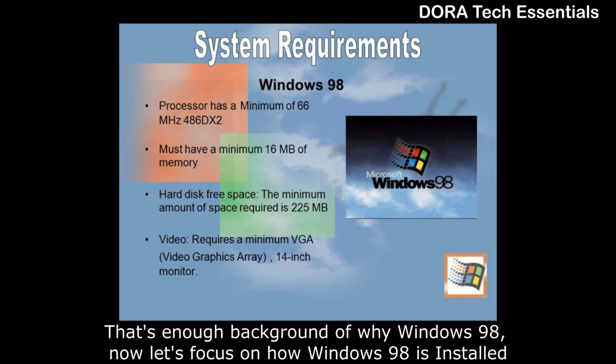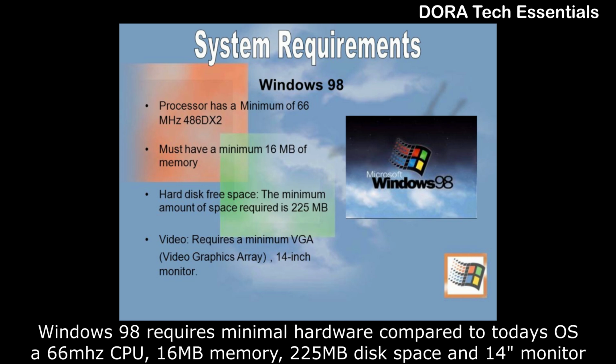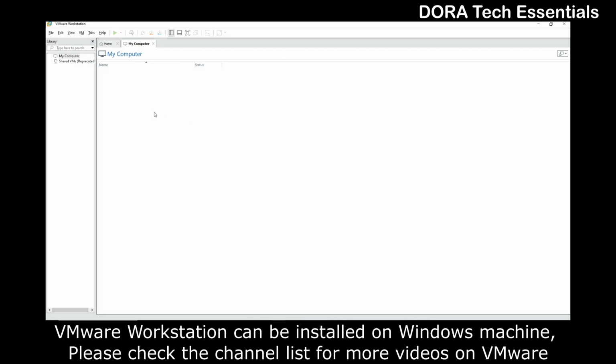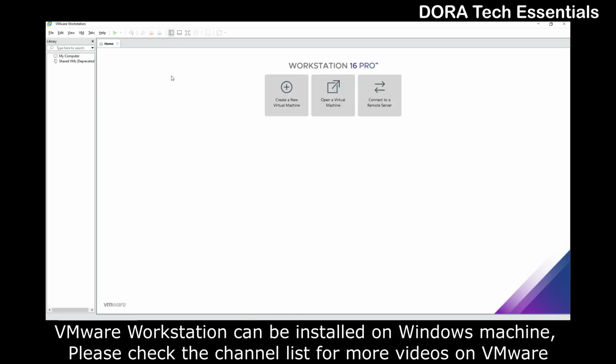Now let's focus on how Windows 98 is installed. Windows 98 requires minimal hardware compared to today's operating systems: a 66 MHz CPU, 16 MB of memory, 225 MB disk space, and a 14-inch monitor. Since we don't have any older hardware, we will work on VMware's virtual hardware. VMware Workstation can be installed on a Windows machine. Please check the channel list for more videos on VMware.